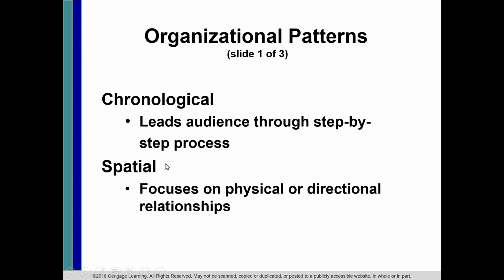And then also spatial. And so the root word here is space. So how could you talk about something in terms of its physical or directional relationships? So an example here would be, someone was talking about a hurricane, like what is a hurricane? And they broke it down in terms of space. They talked about the outer wall of the hurricane, the inner wall of the hurricane, and then the eye of the hurricane. So they're doing spatial organization and they're moving from the outside in, right?